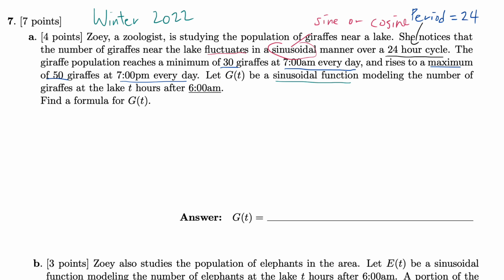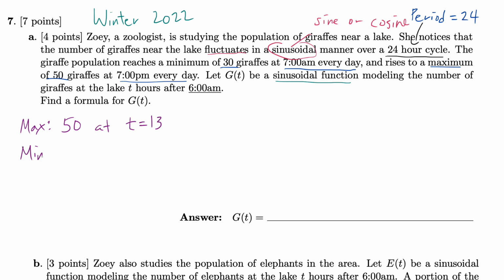So they're trying to trick us here. So t is the hours after 6 a.m. So for example, the maximum is 50, but this is happening at 7 p.m. And how many hours after 6 a.m. is 7 p.m.? Well, after 12 hours, it's 6 p.m., so one more hour. So this is happening at t equals 13.